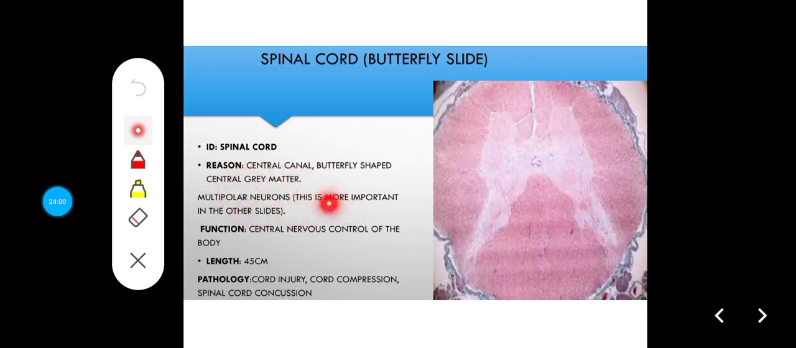Now, multipolar neurons are found within the gray matter. Multipolar neurons are neurons with multiple processes. So they kind of appear like this.